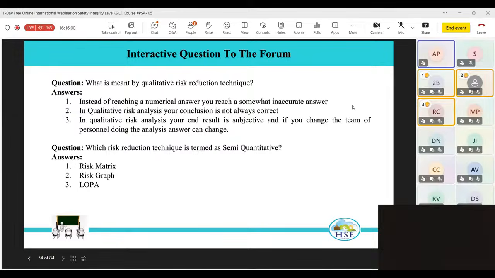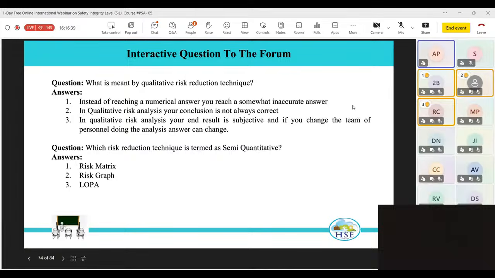So first question, the answer is three. In qualitative risk analysis, your end result is subjective, and if you change the team of personnel doing the analysis, the answer can change. As sir told, you can get SIL one, SIL two, but you cannot quantify whether it is 100, 200, 300. Also if the team changes, the perspective of that member changes, and SIL two can go to SIL three also. And the second question is which risk reduction technique is termed as semi-quantitative, that is LOPA, that is third number.